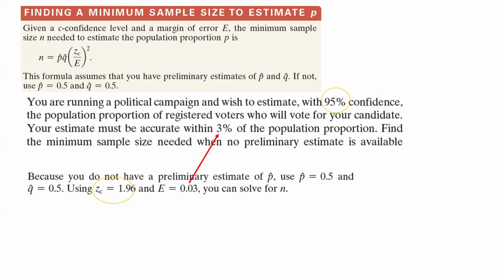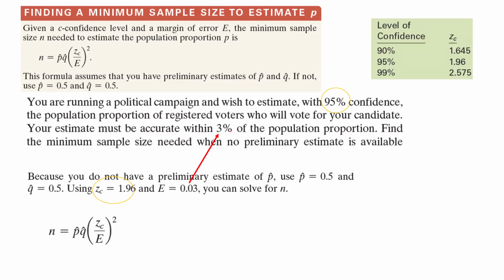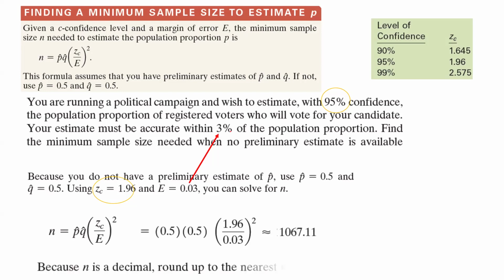We have a nice formula. N is equal to p hat times q hat times zc divided by e to the second power, which is 50% times 50%, 1.96 divided by 3% to the second power, which is about 1,067.11, or if you round it up, you need to ask at least 1,068 people.